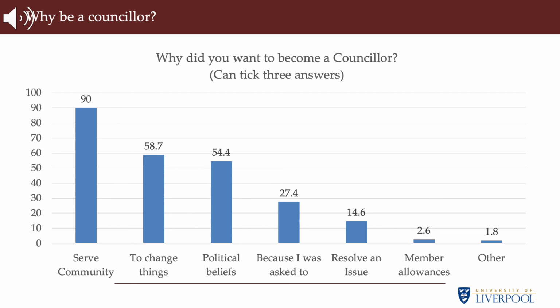The National Census of Local Authority Councillors 2013 typically shows that overwhelmingly the reason is to serve their community, to change things, and for political beliefs. Most councillors, 90%, had sought their role in order to serve the community, although they would say that, wouldn't they, right? The other most popular reasons were to change things at nearly 60%, political beliefs at 54.4%, being asked to at 27.4%, and to resolve an issue at 14.6%. And this is similar to proportions identified in 2006, 2008 and 2010.